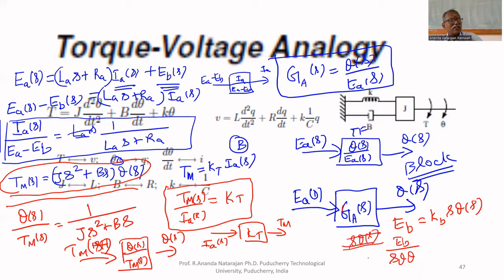I am deliberately including that S. I'll tell later. Output is EB of S. Input is S theta of S. EB of S upon S theta of S equal to KB. Another transfer function, another block you got. This block can be represented as KB. Input is S theta of S. Output is EB. If you combine all these blocks together, you will get the block diagram representation of armature control DC motor.